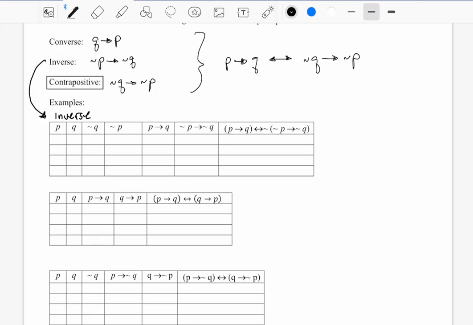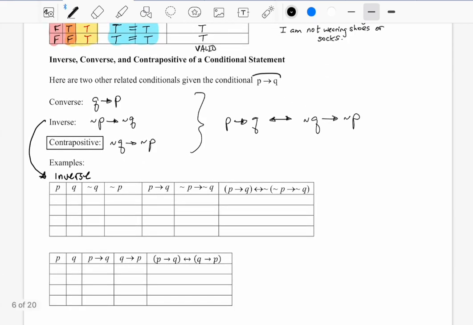So in the case of an inverse, that's when you take the original conditional and just negate each part. So premise, conclusion, P, Q becomes not P, not Q. And what this is going to show us is whether or not these two expressions are equivalent to one another. That's what the double-sided arrow represents. All right, equivalence, logical equivalence.